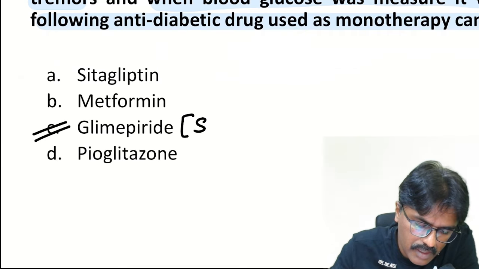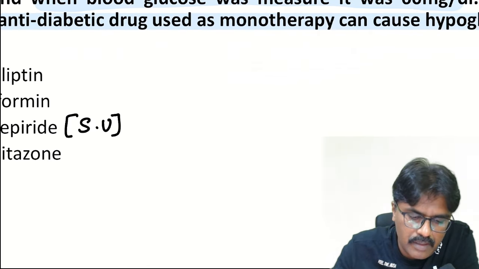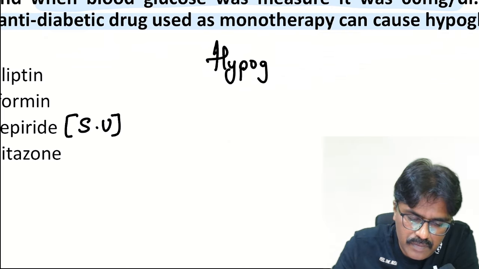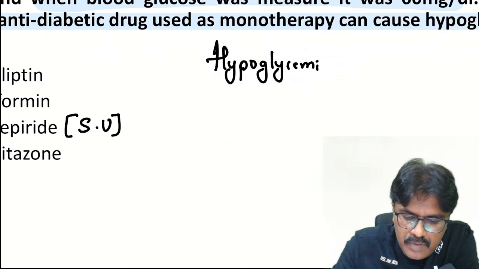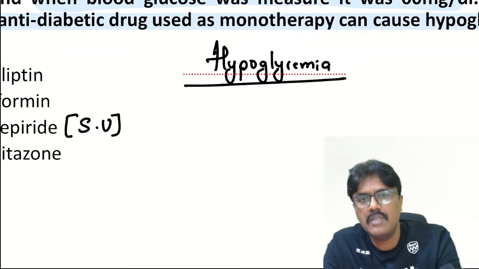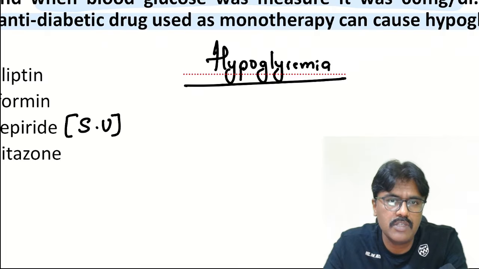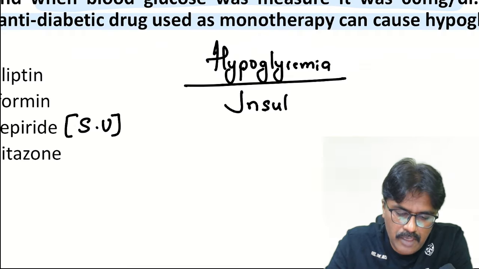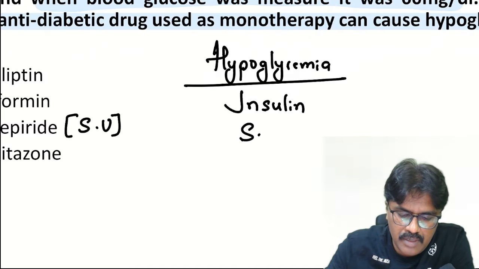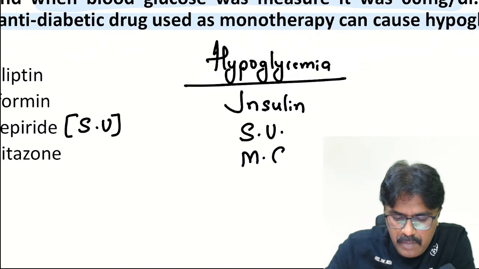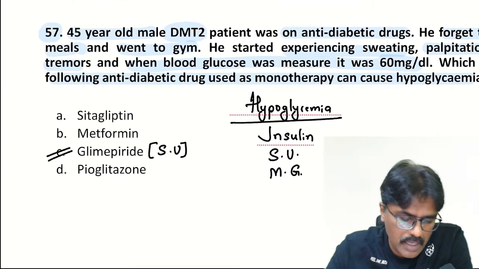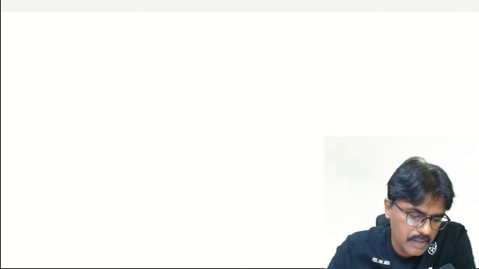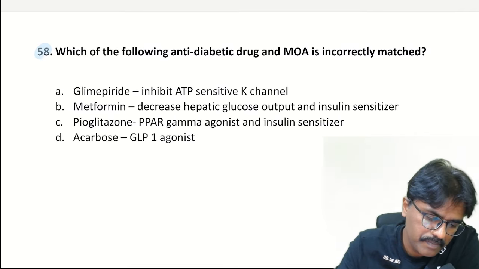It's a sulfonylurea. So there are diabetic drugs which cause hypoglycemia. What are those? If you read the case, you will find out this is a case of hypoglycemia because of tremors, sweating, and palpitations. The drugs which can cause it are insulin, sulfonylureas, and meglitinides. So the answer will be glimepiride. Yes. Moving on to question number 58.